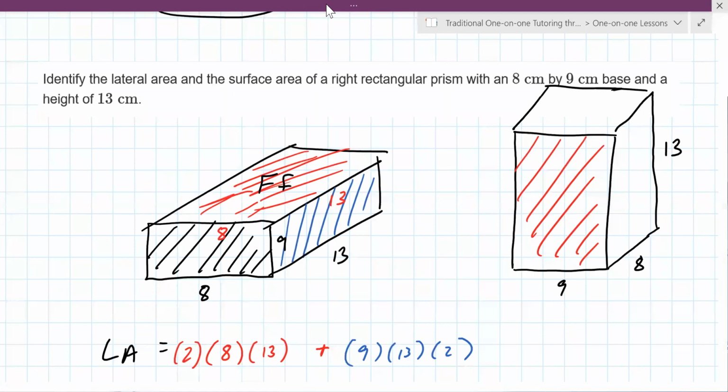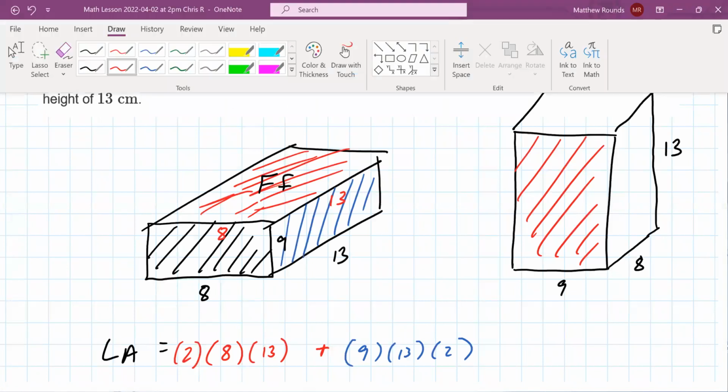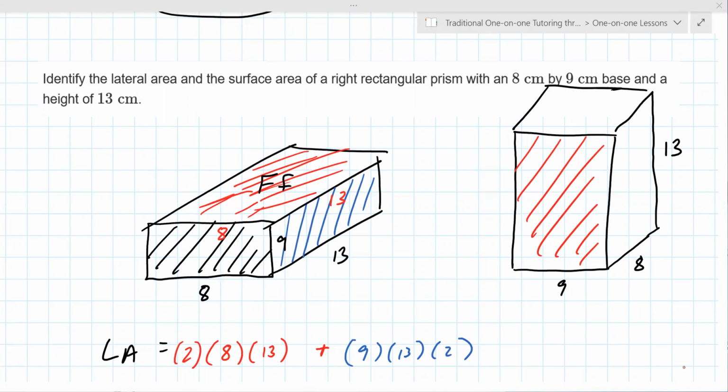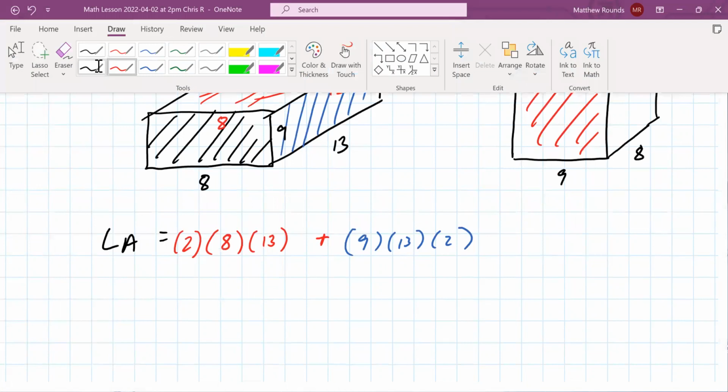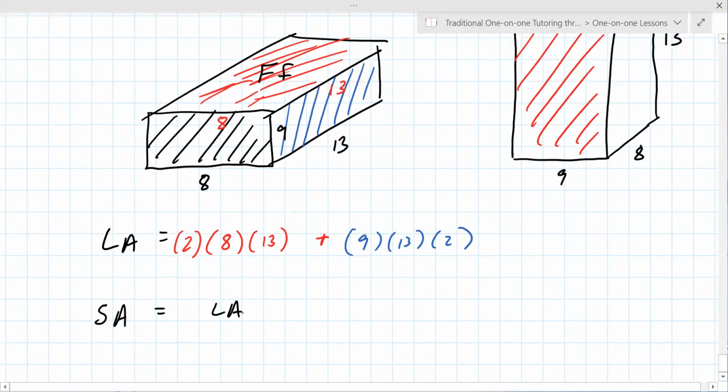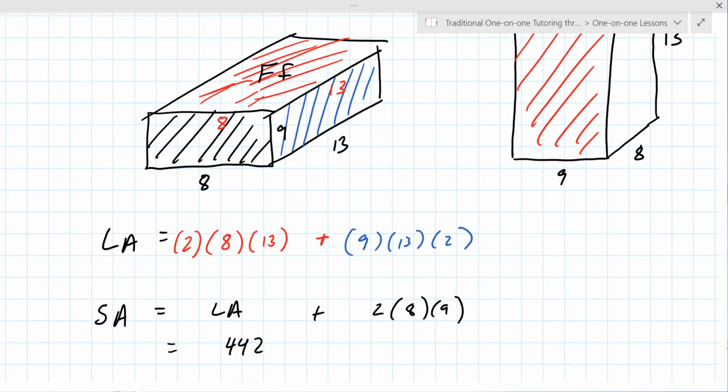Actually, okay, I get 442. Okay, 442 sounds good to me. So in surface area now, you have to add to it the top and the bottom. So it's the lateral area, which you said is 442, plus 2 times 8 times 9. Okay. $586. Perfect.